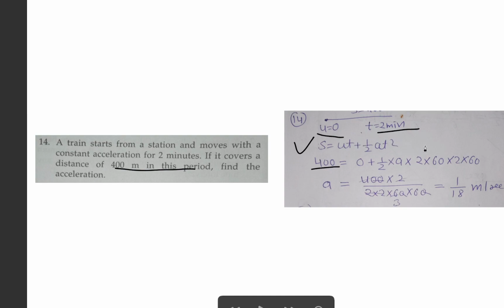So s is 400. So use Newton's second equation: s is equal to ut plus half at square. s is 400, u is 0, half a and t is 2 minutes. So we convert it into second by multiplying by 60. So we get acceleration is 1 by 18 meter per second square.